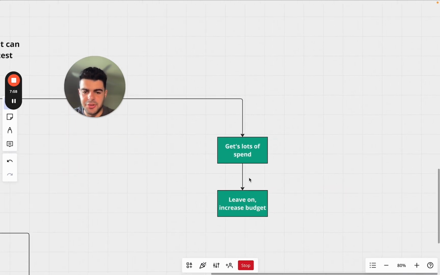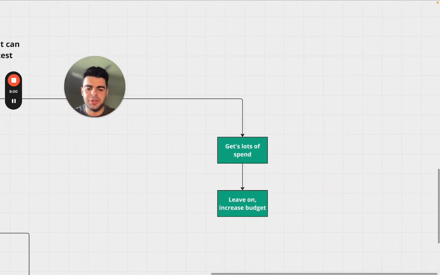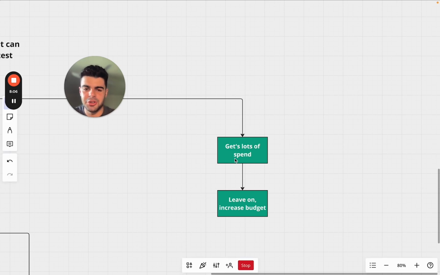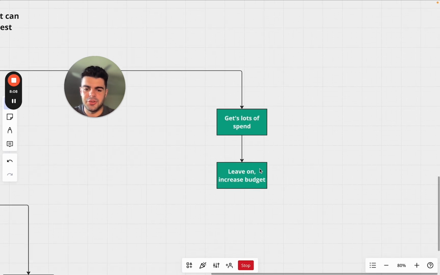However, the amazing outcome, the best possible outcome that we could get is where you get lots of spend on that ad set and it massively improves your results. And so this is obviously the best outcome from a test. And in this situation, you're just going to increase the budget.